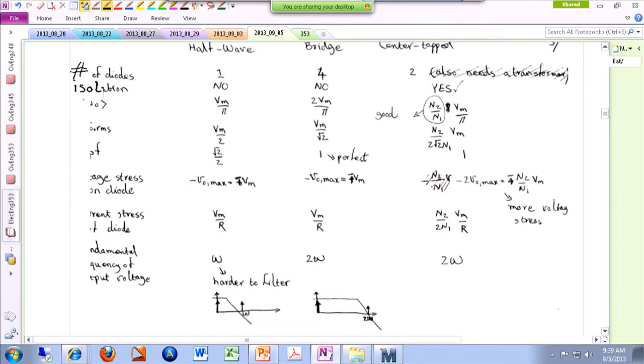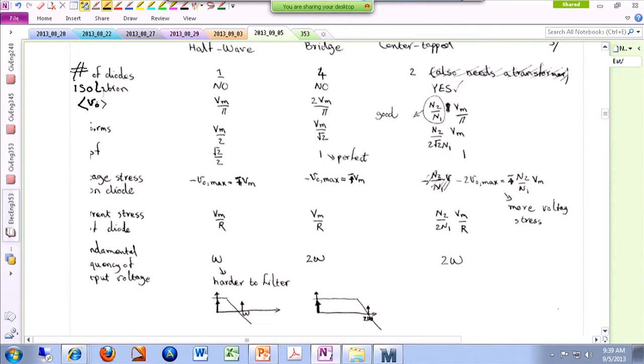The third row is the average value of the output voltage. The first topology was only Vm over pi. Vm is the peak value of the input voltage. The second one was twice as much, 2Vm over pi. And the third one is N2 over N1 times Vm over pi. And again, please remember, I discussed this last time, how N2 is defined. Is it the total number of turns on the secondary side or half of the total number of turns on the secondary side? Over here, the assumption is it is the total number of turns on the secondary side.